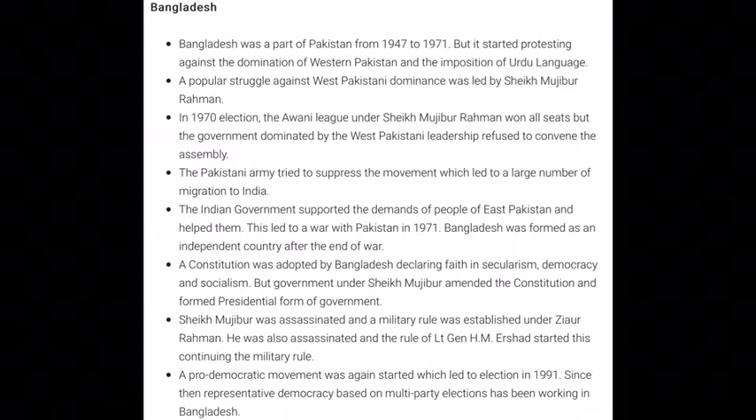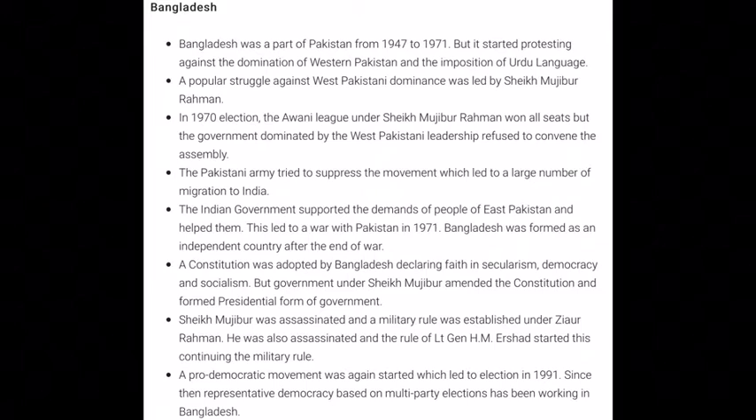Okay. The people of East Pakistan, that is Bangladesh, I'll say East Pakistan until this country gets independence, were against the domination of West Pakistan and imposition of the Urdu language. The Pakistani people imposed the Urdu language in this East Pakistan area, and they used to exert their dominance in every area. So people began protesting in East Pakistan.